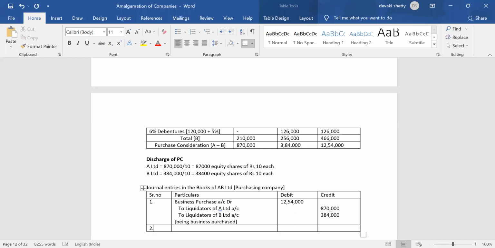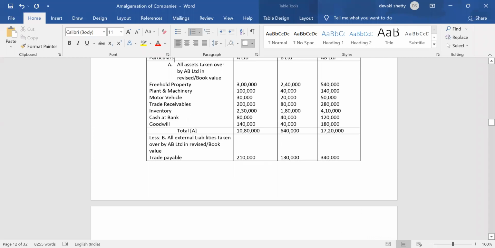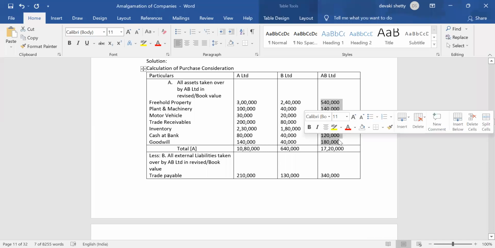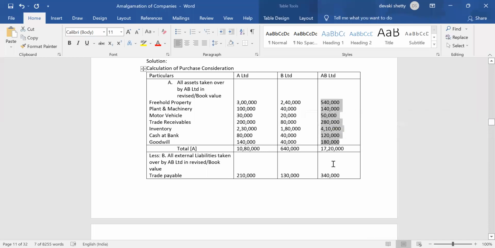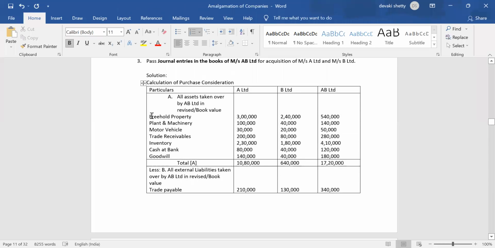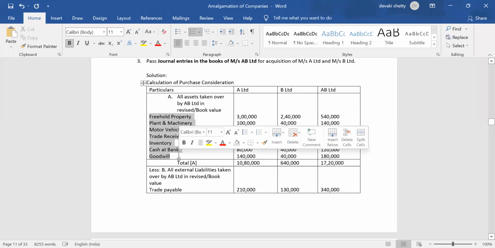The second one is takeover of assets and liabilities. So we have the total column. We know how much assets have been taken over by AB Limited. We know the total value of all assets and liabilities. So what we will do, let us see which is the first asset. Let us write like this. All these assets are there.